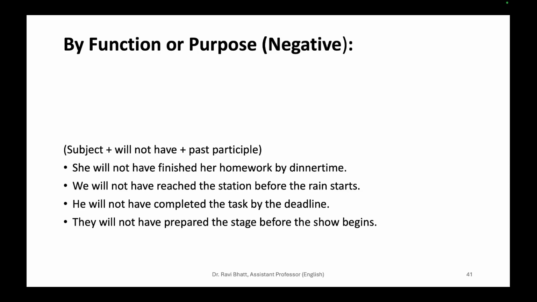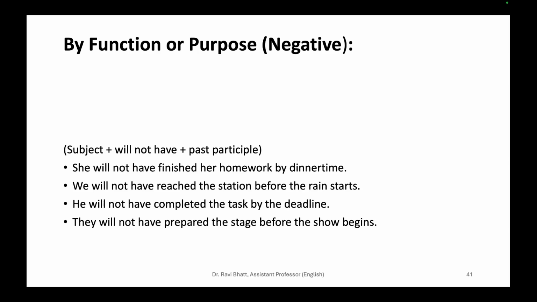Okay. Now, the negative statement: subject plus will not have plus past participle. She will not have finished her homework by dinner time. We will not have reached the station before the train starts. He will not have completed the task by the deadline. And they will not have prepared the stage before the show begins. These are some of the negative statements.